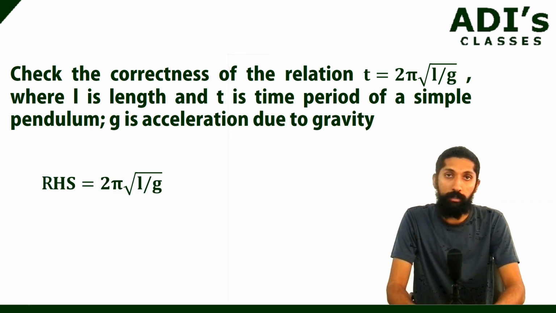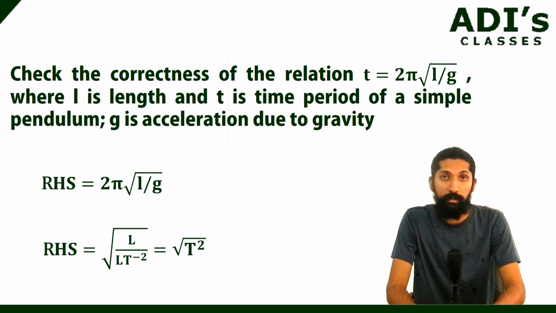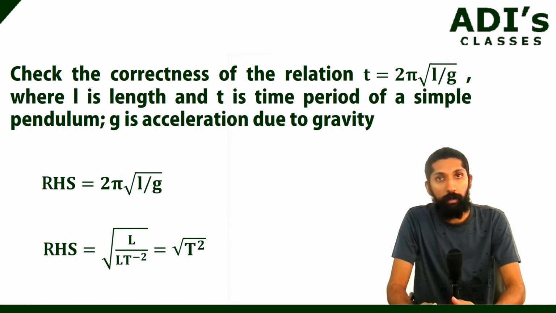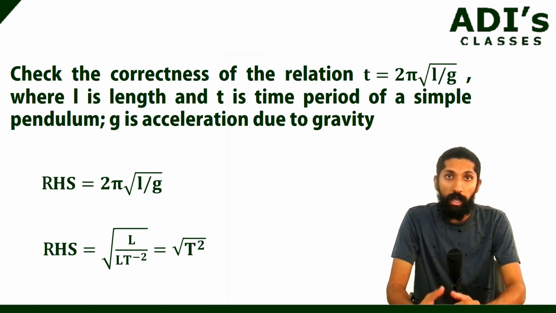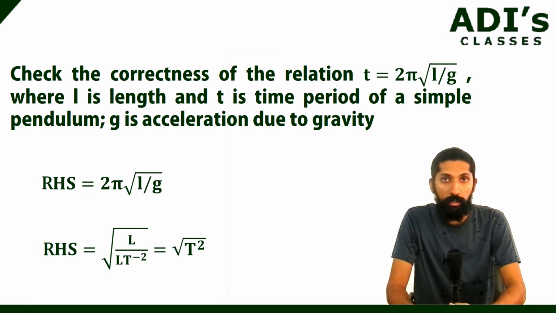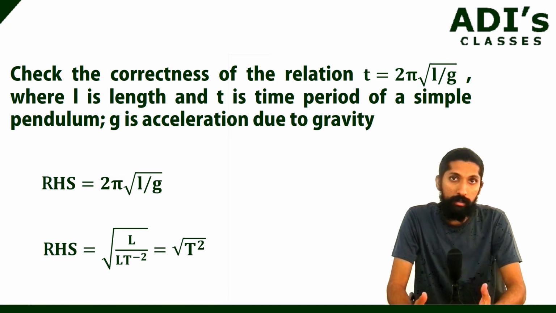So, we'll start from inside the root. L divided by g. What is L? It's the length. For length, you get M0, L1, T0. Correct? And what is g? Acceleration due to gravity. See, acceleration. Acceleration is M0, L1, T minus 2. Now, if you substitute this, L by g is going to become M0, L1, T0 divided by M0, L1, T minus 2, which basically gives you T2 because L and L cancel out.